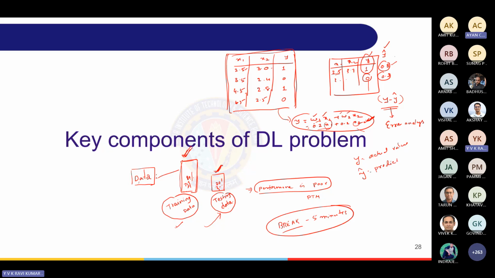Y is the ideal actual value, which is from the data. And y cap is the predicted value. Some comparison analysis between actuals and predicted values we do, right? That is the basic philosophy behind fixing the algorithm.